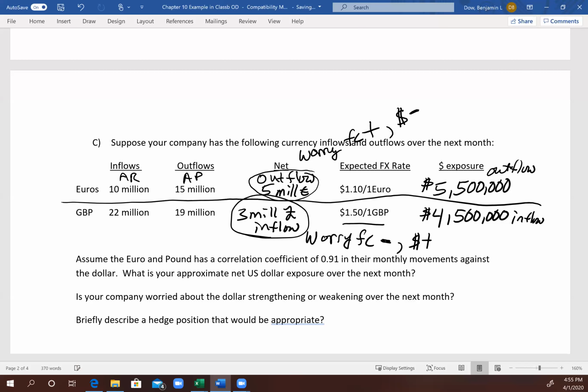And guess what? If the euro and the pound are highly correlated, then what does that mean? Well, if they're highly correlated, it means they move relatively in the same direction. So if the dollar is going to weaken, it's going to weaken against the euro and the pound at the same time. In fact, we could predict about how close that relationship would be.